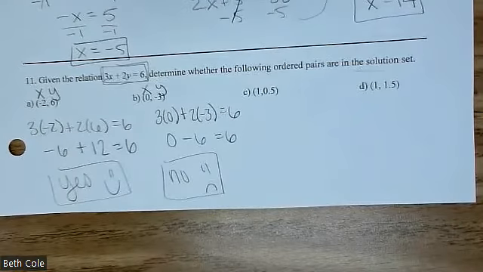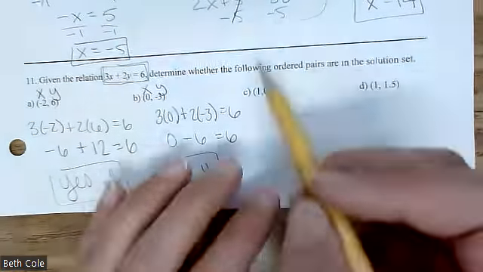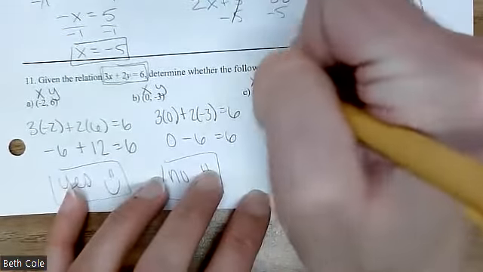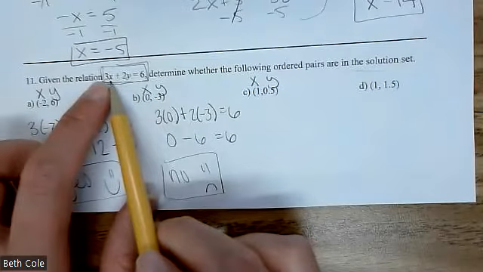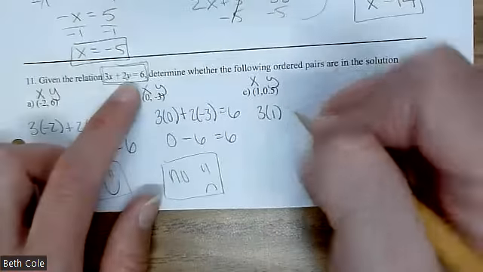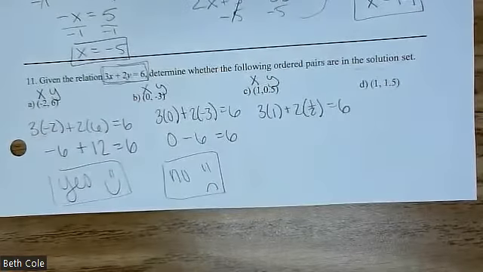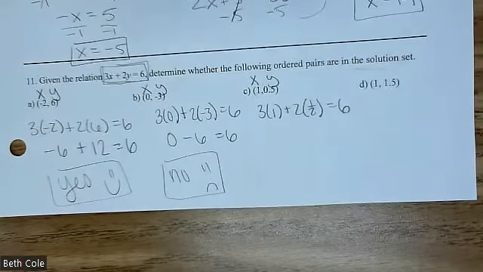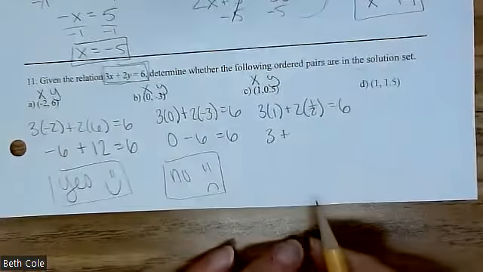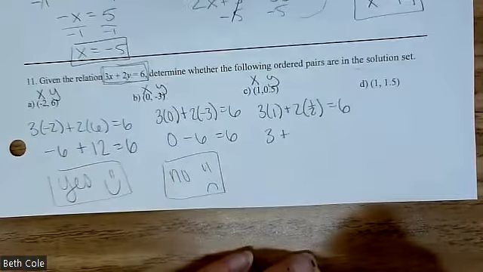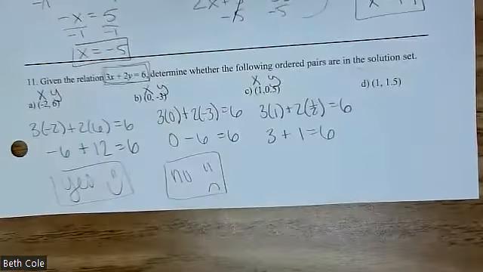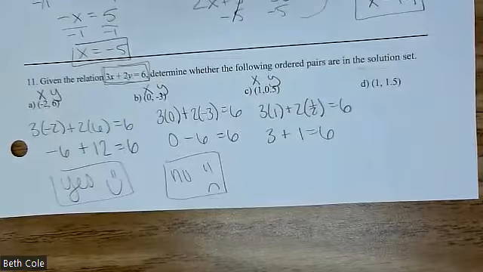This next one has a 0.5 in it. What is 0.5 in fraction world? That's a 1/2. You can do 0.5, but I would do 1/2. I think that makes things a little bit easier. We're going to plug in 1 for x and 1/2 for y. So this will be 3 times 1 plus 2 times 1/2 equals 6. We're just going to see if it works. So 3 times 1 is 3. 1/2 of 2 is 1. And so you get 3 plus 1 equals 6. So is that true? No, it is not.